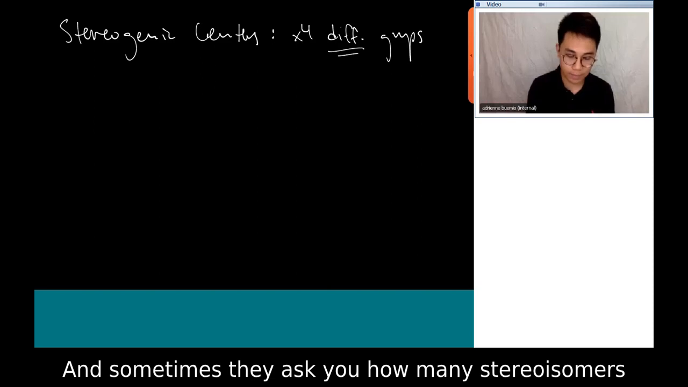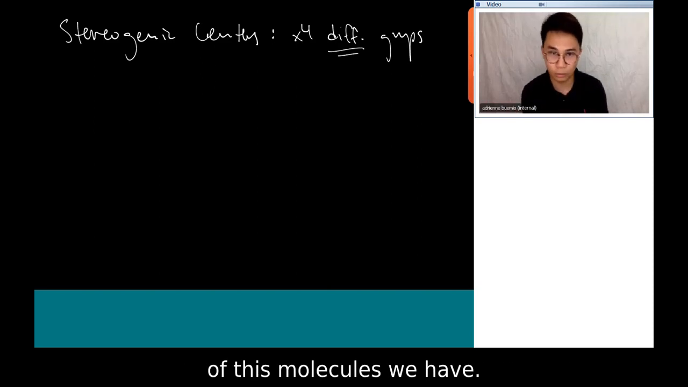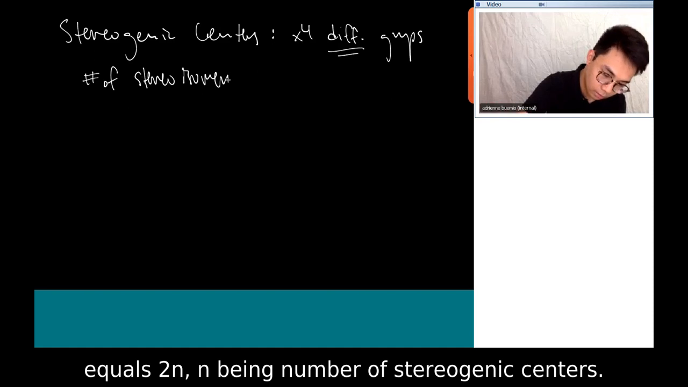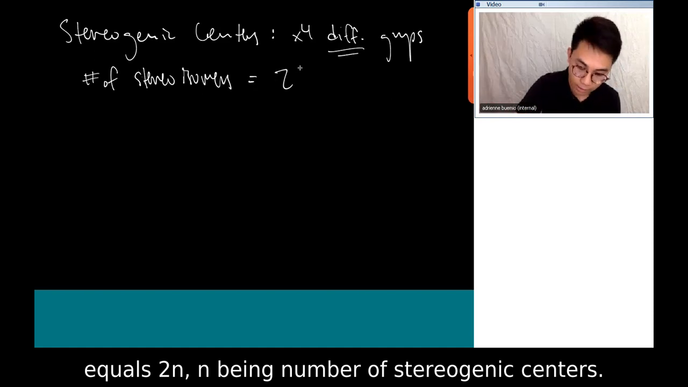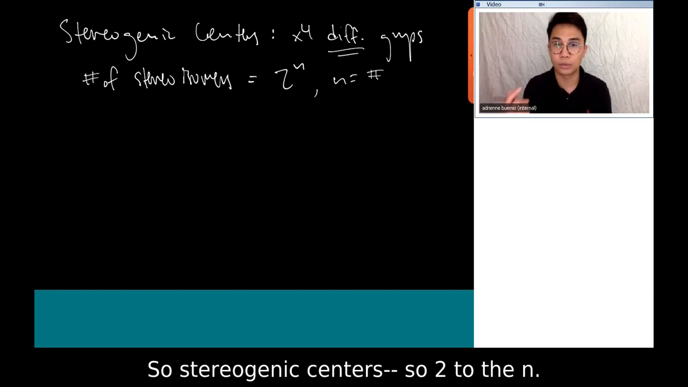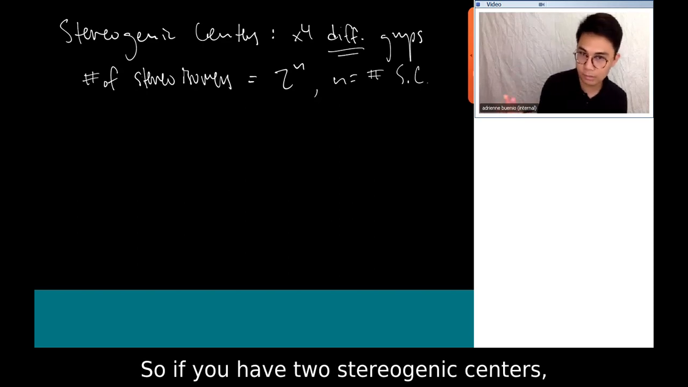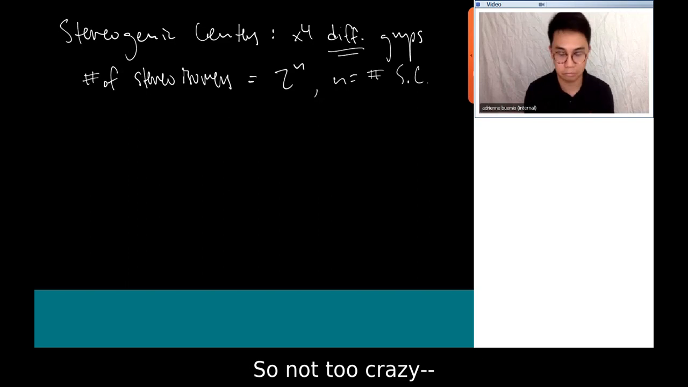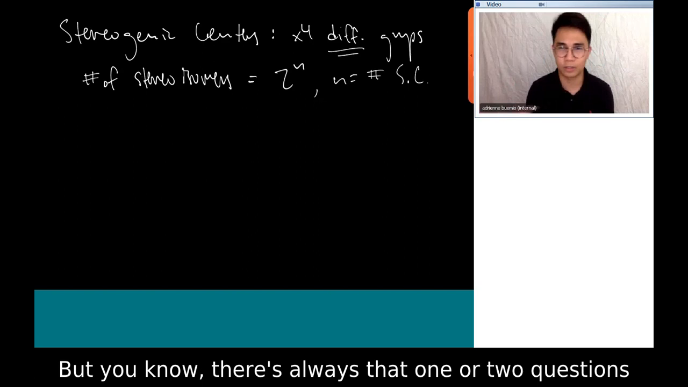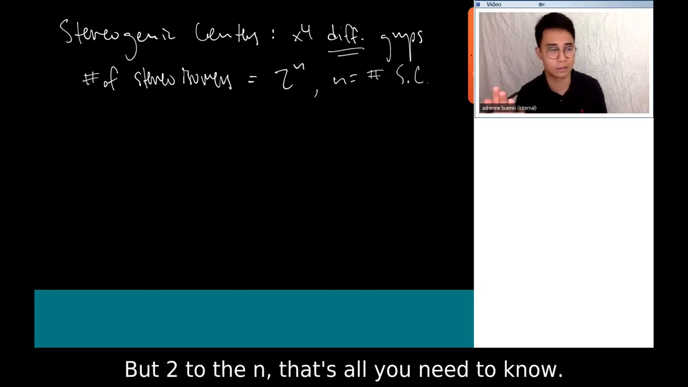And sometimes they ask you how many stereoisomers of this molecule you have. So the way to find that is: number of stereoisomers equals 2^n, n being the number of stereogenic centers. So 2 to the n. If you have two stereogenic centers, you'll have four stereoisomers, right? So not too crazy, just a little tidbit. You guys don't really use it, but there's always that one or two random questions that ask this. But 2 to the n, that's all you need to know.